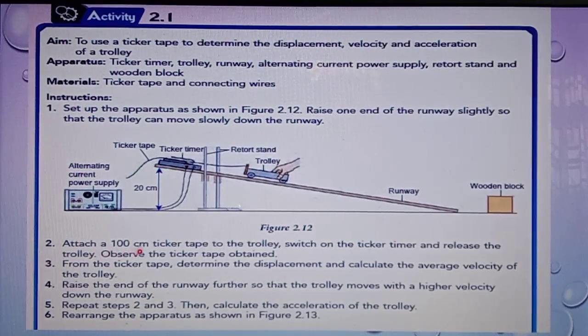Attach a 100 cm ticker tape to the trolley. Switch on the ticker timer and release the trolley. Observe the ticker tape obtained. From the ticker tape, determine the displacement and calculate the average velocity of the trolley. Raise the end of the runway further so that the trolley moves with higher velocity down the runway. Repeat steps 2 and 3, then calculate the acceleration of the trolley. Rearrange the apparatus as shown in Figure 2.13. So we have the next one.